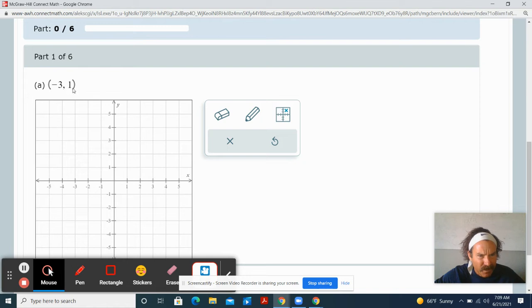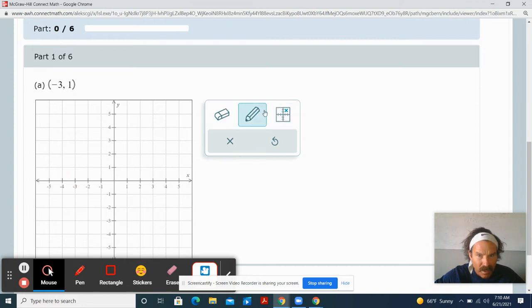And so we simply go to this point. It's basically a set of directions. -3 is the x value, and 1 is the y value. So we start here at 0, 0, which is sometimes called the origin. And we go to -3, and then we go up to 1, and we put a point there.